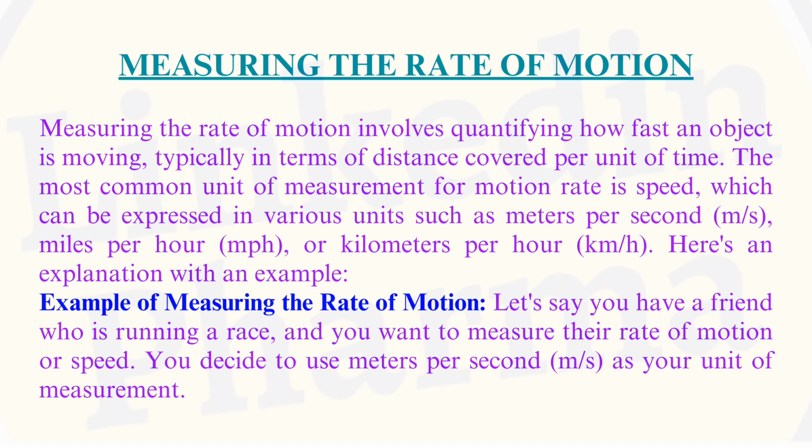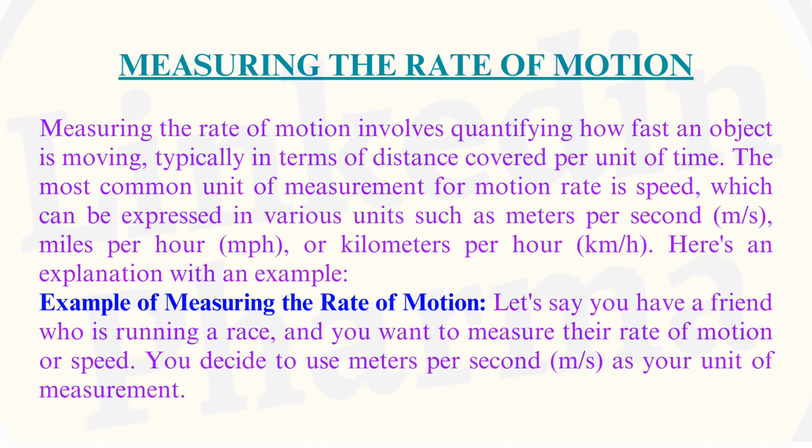Measuring the rate of motion. Measuring the rate of motion involves quantifying how fast an object is moving, typically in terms of distance covered per unit of time. The most common unit of measurement for motion rate is speed, which can be expressed in various units such as meters per second, miles per hour or kilometers per hour. Here's an explanation with an example. Example of measuring the rate of motion.